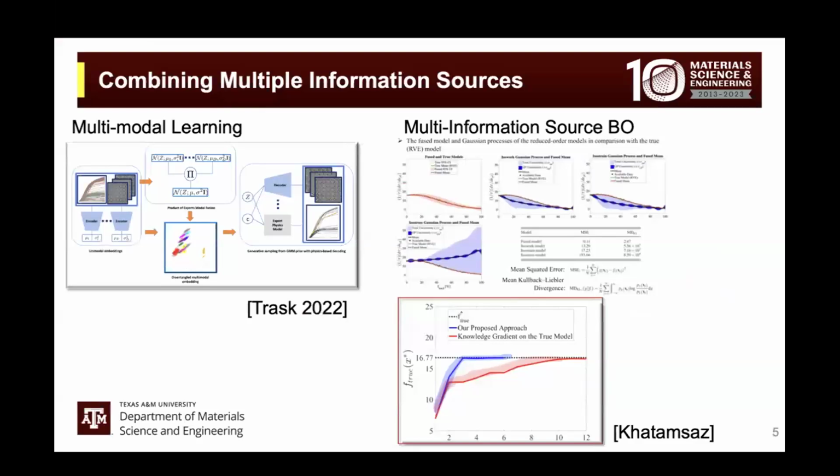So there are a lot of different examples recently in which people have combined multiple information sources. There's a lot of really nice work out of Sandia where they actually have used multimodal learning to try to navigate very complex materials and structure spaces for optimization. And there's a lot of work that we have done at Texas A&M, particularly with Doug's former student, our current postdoc, Danial Khatamsaz, where we have actually demonstrated the power of using multi-information source Bayesian optimization.